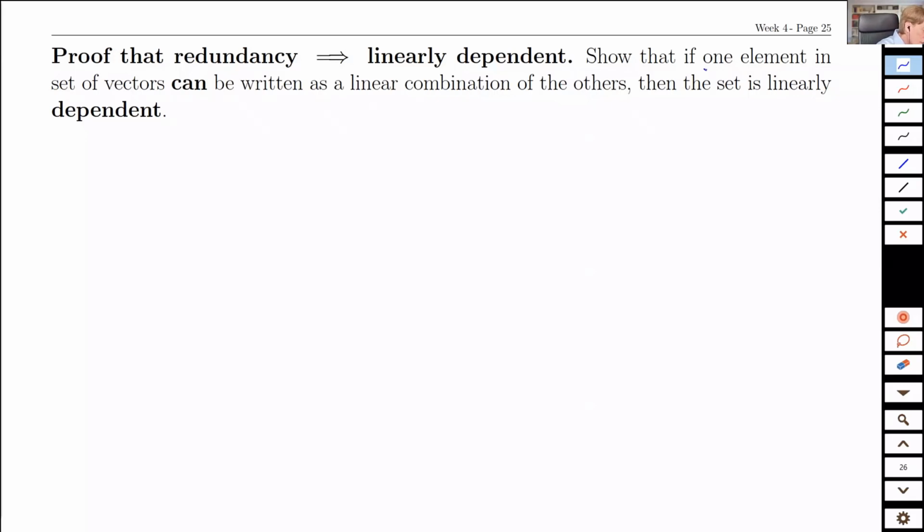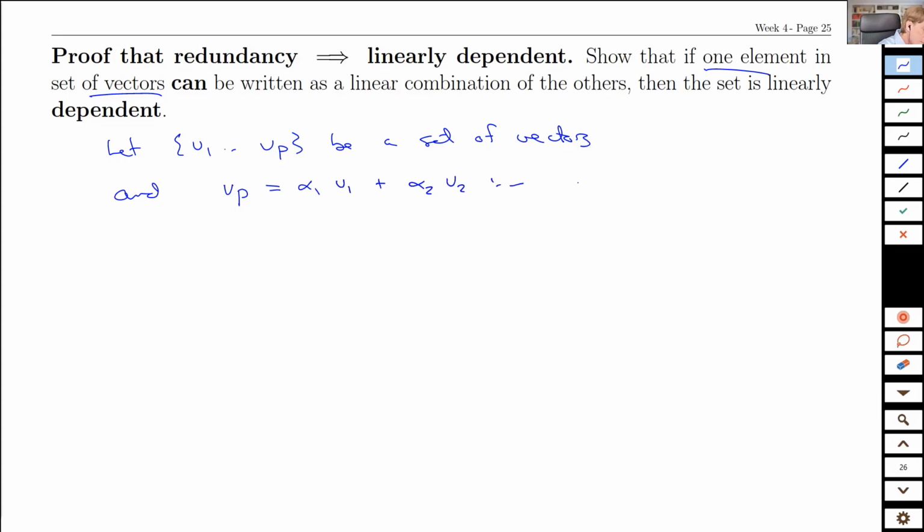Show that if one element in a set of vectors can be written as a linear combination of the others. So let our set V1 to VP be a set of vectors, and VP is equal to alpha 1 V1 plus alpha 2 V2, all the way down to the end. Except we don't want to keep the last one in there. So we're going to stop a little bit early. So we'll stop at alpha P minus 1, V P minus 1.